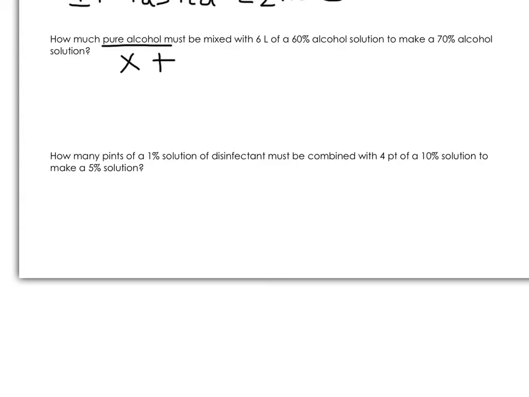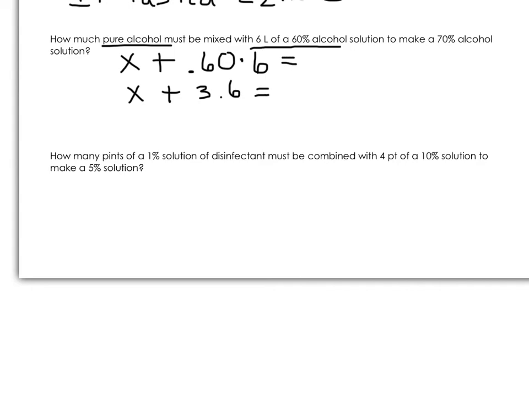We're going to be dealing with pure alcohol here. We have pure alcohol that we're mixing in, and we want to know how much pure alcohol is in a 6-liter solution that is 60% alcohol. You want to take 60% of that 6 liters, and that will give you 3.6 liters. That is pure alcohol. Let's think about that. It's 6 liters altogether, and 3.6 liters of that is pure alcohol. Yeah, that makes sense. And it's a 60% solution.